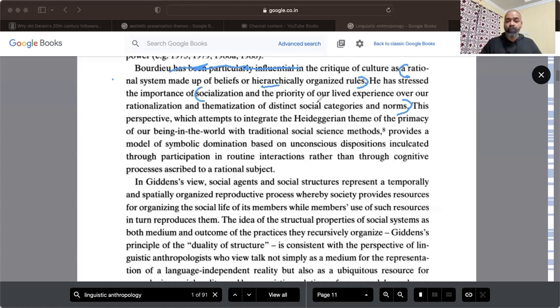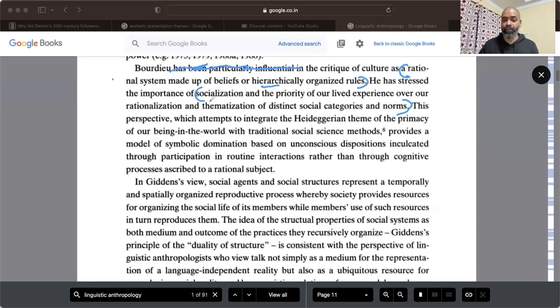Lived experience means how you share your space with other people, how you've lived, what you felt while living, isn't it? Hoping you're not dead inside, like some of us are. Socialization and the priority of our lived experience over our rationalization and thematization of distinct social categories and norms. Okay, so socialization and priority of our lived experience. See, now you have to, this is where sentence structures come into play.